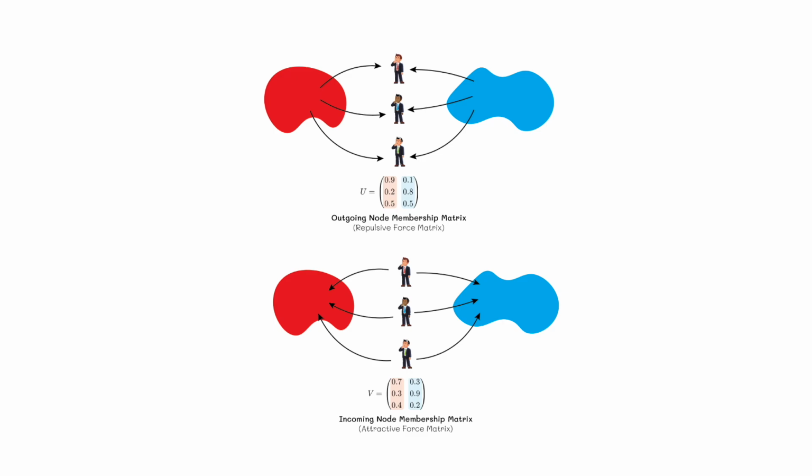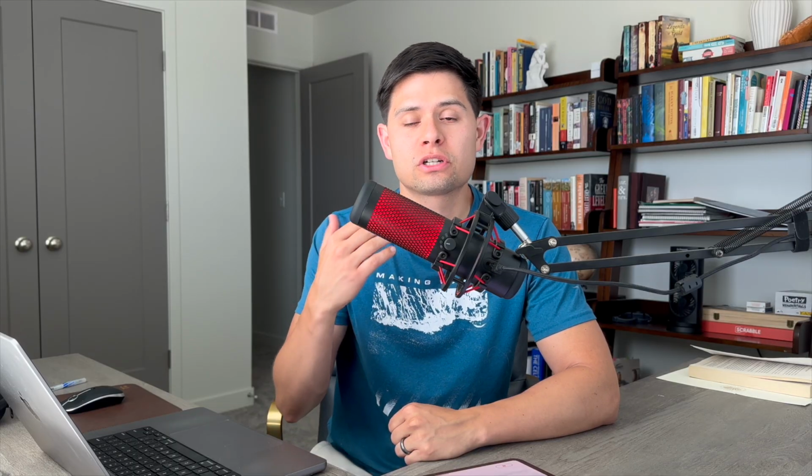So for each matrix, we're going to have two columns. Each row is going to represent the person, and each column is going to represent the community. And so every point in the matrix is going to represent the probability that one person is going to be in that community. And we need two of these matrices. One matrix is going to be the outgoing matrix. This is the probability by which someone is going to leave the community. And the other matrix is going to be the probability by which someone enters that same community.